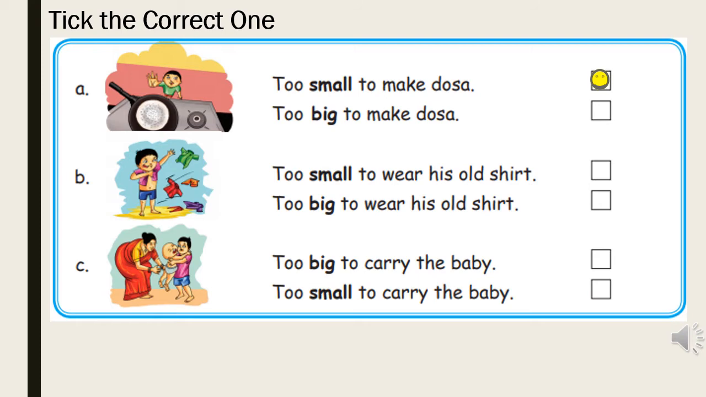dosa. So in the second picture, there is a boy who is trying to wear shirts, but the shirt he is wearing is too small. So based on the picture, we can conclude the answer is too big to wear his old shirt. And the third picture, a boy is trying to carry a baby. But based on the picture, we can come to the conclusion that the answer is too small to carry the baby.